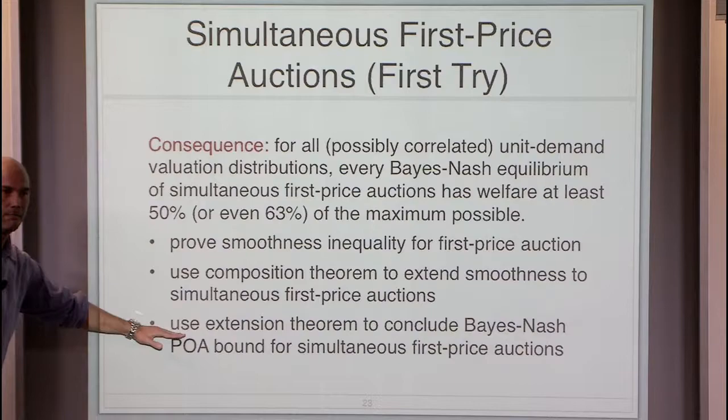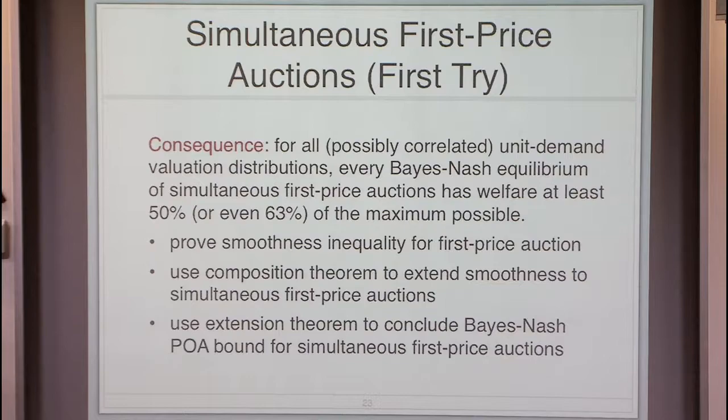So why does it say first try? Well, I don't expect you to remember, but on the very first slide yesterday, when I stated a representative result, it was actually not as strong as what's on this slide. It was a less general result that I started out with. And the reason is this is actually false, this statement here. Everything I told you about first price auctions was true. So the guarantee for worst case correlated valuation distributions for first price auctions, that was correct. But we're missing something subtle in the extension to multiple items.